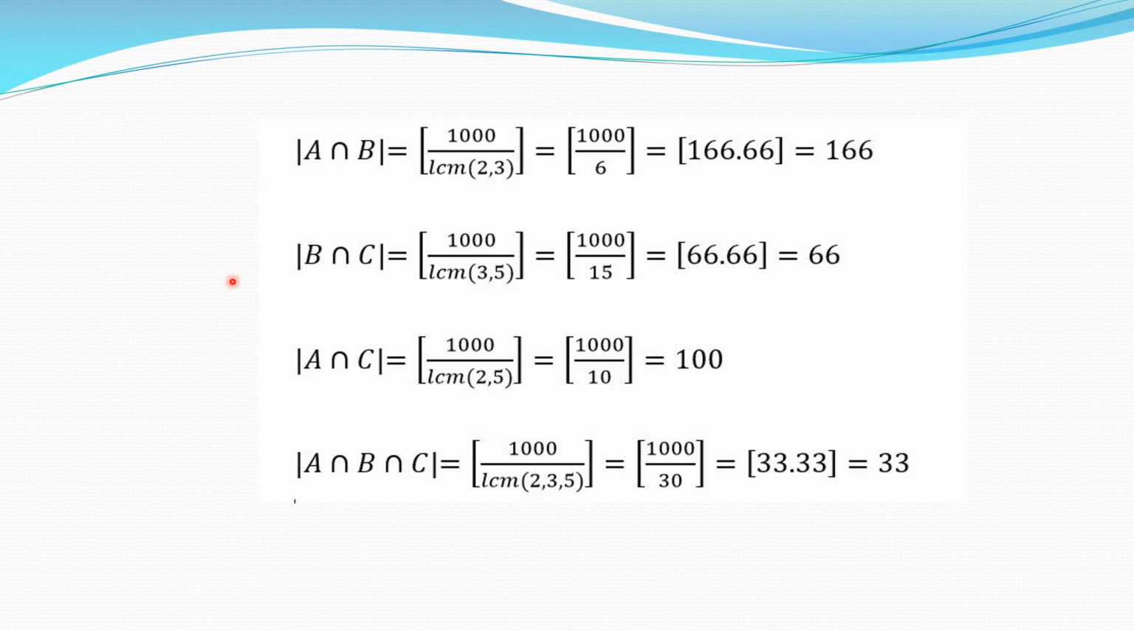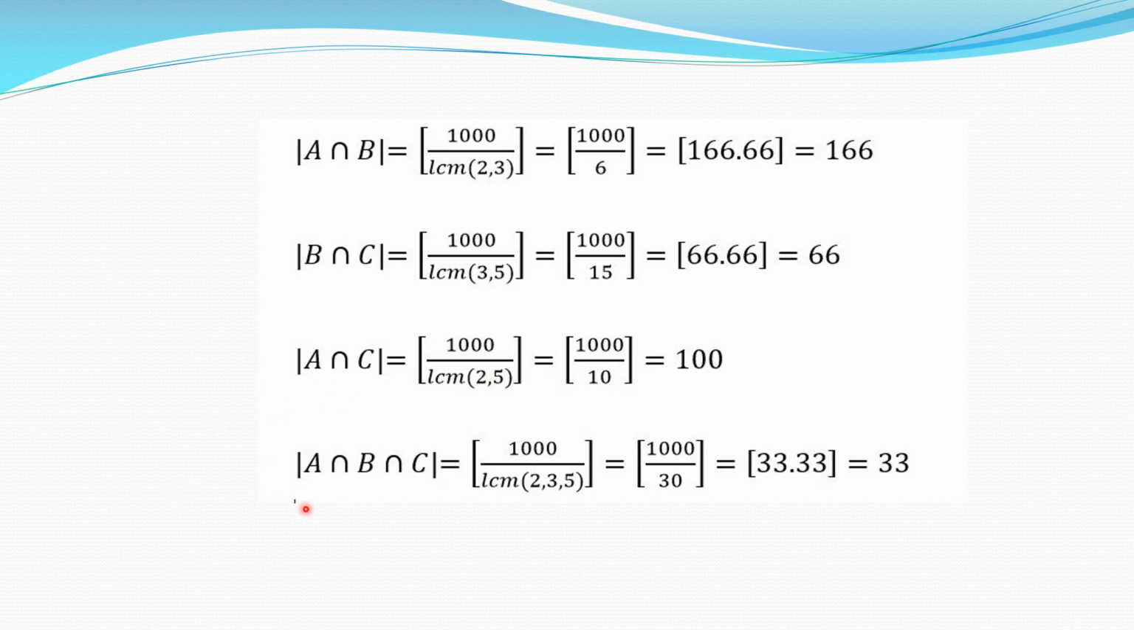Same way for B intersection C, as it contains the number of integers divisible by 3 and 5. Here we take the LCM of 3 and 5. So again it is 66. And same way for A intersection C, that cardinality is 100.